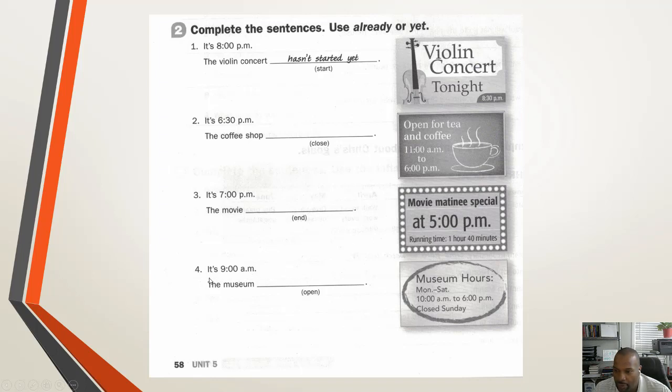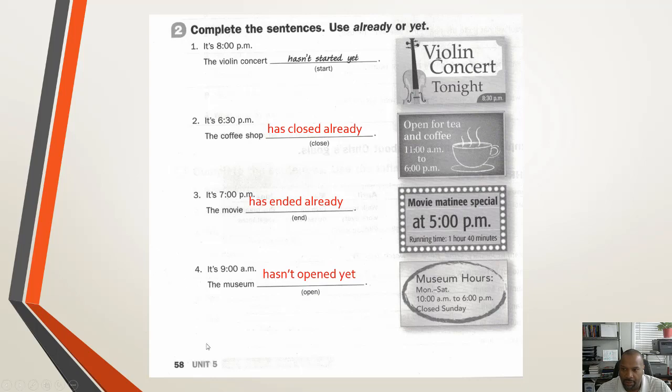And number 4, it's 9 a.m. The museum blank, and they want us to use open. Well, the museum hours are Monday through Saturday, 10 a.m. to 6 p.m. So if it is 9 a.m., then the museum hasn't opened yet. Alright, so those are my answers for that. And hopefully you got the same.